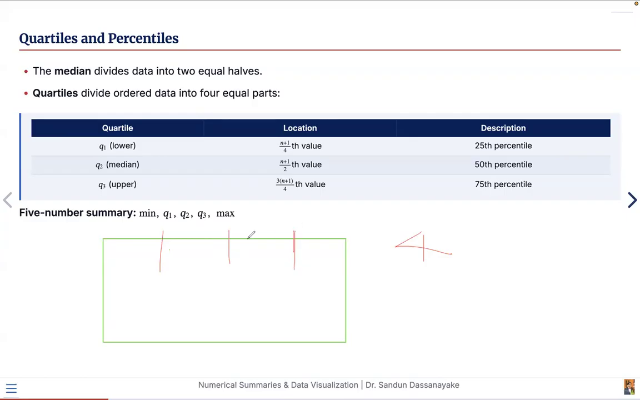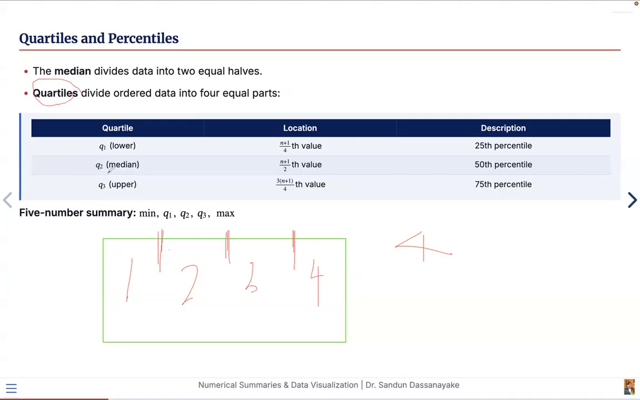Because three poles, if you put them like that, will divide it into 1, 2, 3, 4 equal parts. So that's the idea. So we are talking about quartiles. It involves four, but we only have three measures. Remember that. We are talking about quartiles, but we only have three measures.